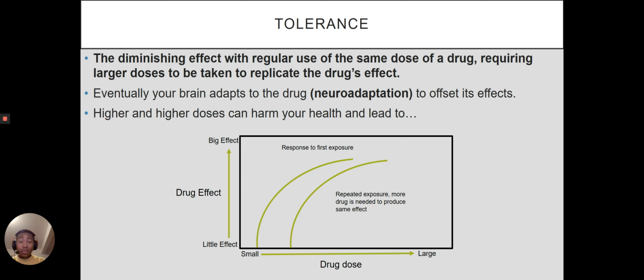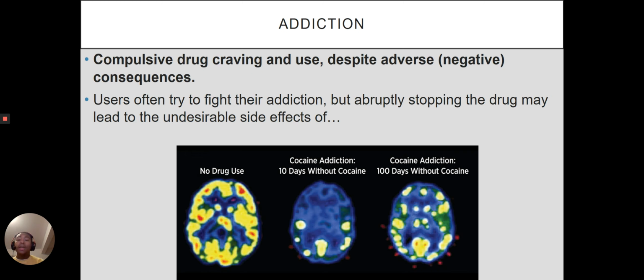And we also know that higher and higher doses can harm your health. Before I go to the next slide, I want you to look at this chart below. On the left side we have drug effect, from little effect to big effect, and on the bottom we have drug dose, from small to large. In the first one, you have a small drug dose, but a high effect. Then as your dosage goes up, more and more drug is needed to produce the same effect. So to get to that first high, or that first really good feeling, or that level of drunkenness, you have to use a lot more, which is how we can lead to addiction.